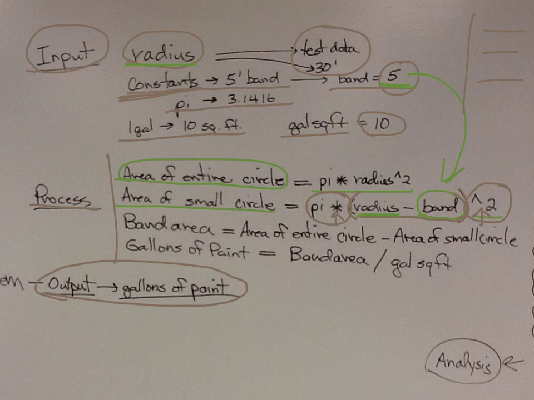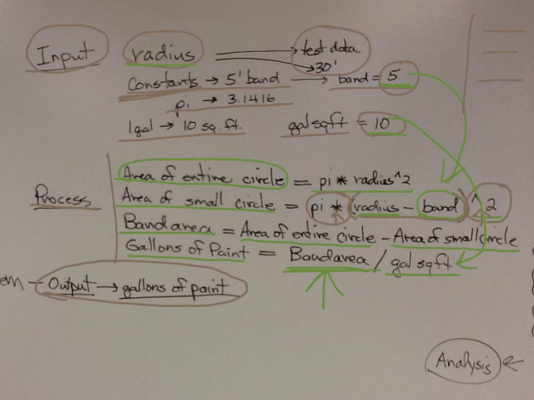Alright, next thing we figured is the band area. How much area do we have to paint? It's the area of the entire circle minus the area of the small circle. How many gallons of paint do we need? You can take that area divided by how many gallons per square feet. So in this case it's 10 in this particular situation. Okay, and that'll give us how many gallons of paint we need.